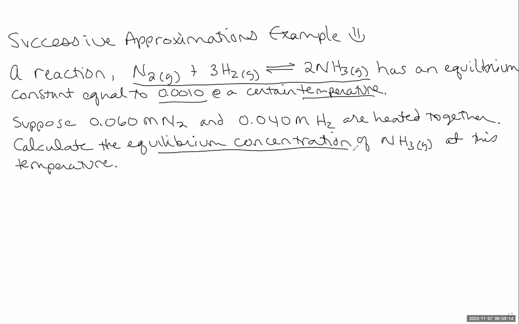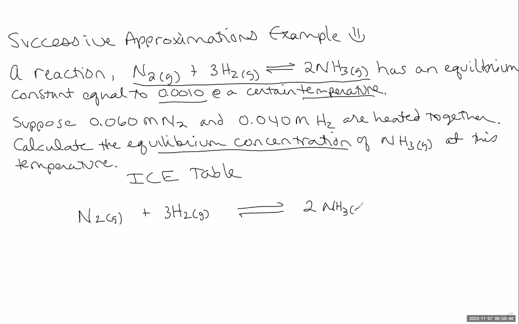So, as we always do, the first thing is to set up an ICE table. ICE just stands for initial, change, and equilibrium. An ICE table is really the easiest way to keep yourself organized for a problem, and an equilibrium problem in particular, of course. So I'm going to write down our reactants, leave a little space and put our equilibrium arrows, and then write down ammonia, all of these with their coefficients, of course. And then down the side, I'm going to write ICE.